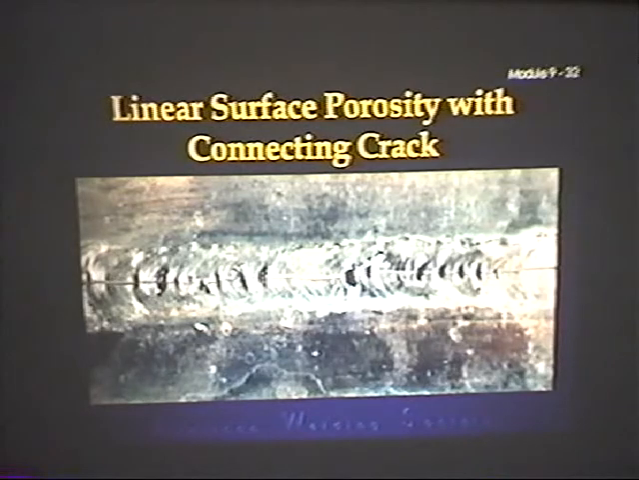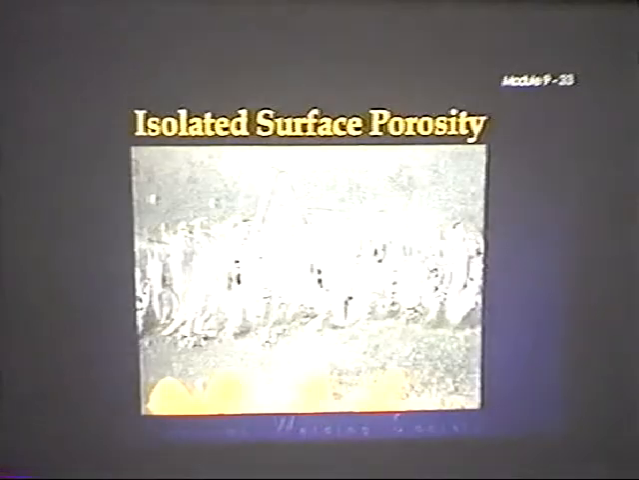This is linear surface porosity with a connecting crack. This was probably done with the gas metal arc process. And what they did here was they probably had their gas flow too small, and as a result of that, they got porosity all down through there, and then you subject it to a little bit of stress, and suddenly it cracks. And the crack is going to run from one speck of porosity to the next.